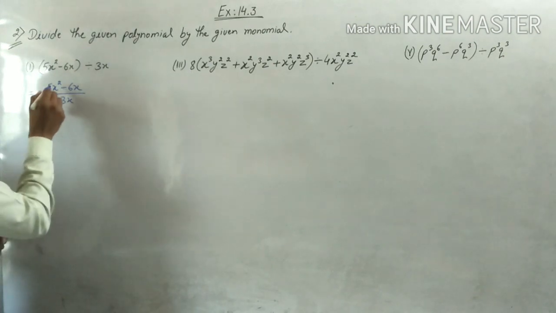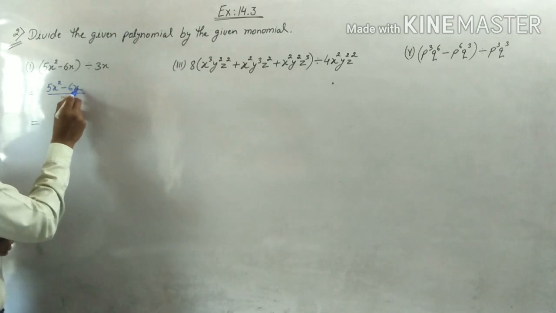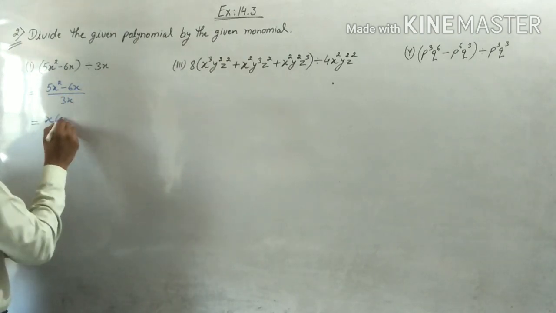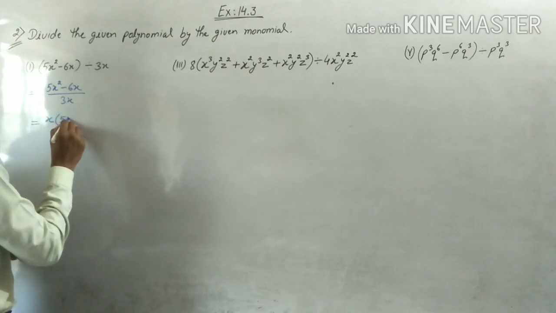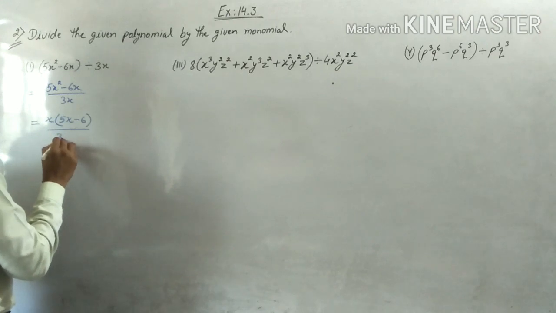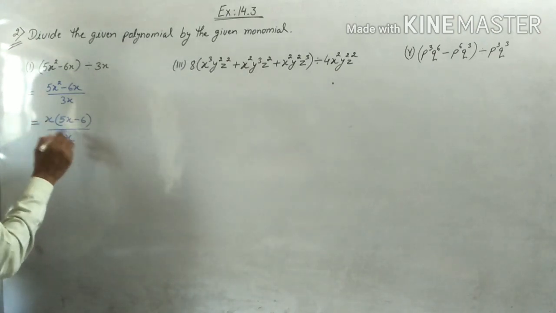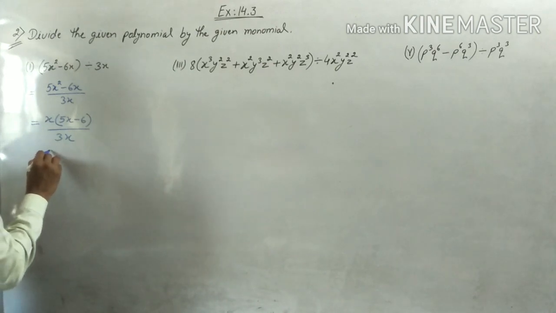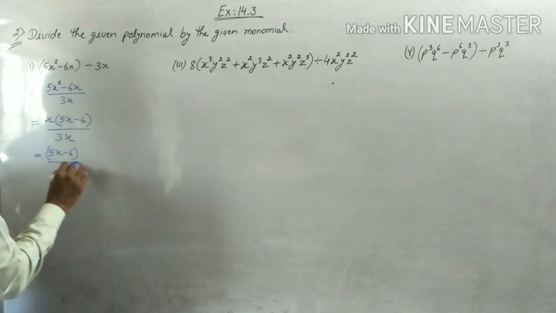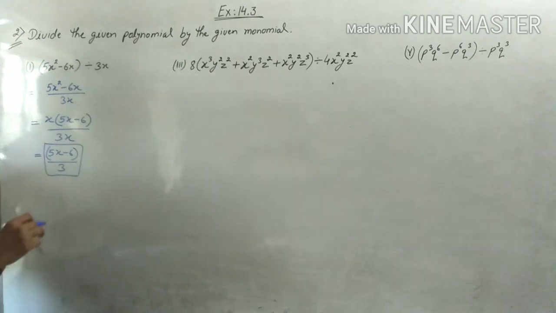Now again, we need to take common from this first expression. We have 5x squared minus 6x, so we can take x as common and the rest of the thing inside, 5x minus 6, whole thing divided by 3x. So here x gets cancelled, which is a common factor, and you are left with 5x minus 6 whole thing divided by 3. So this is your final answer after division.